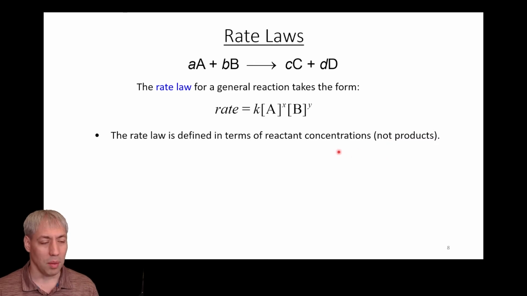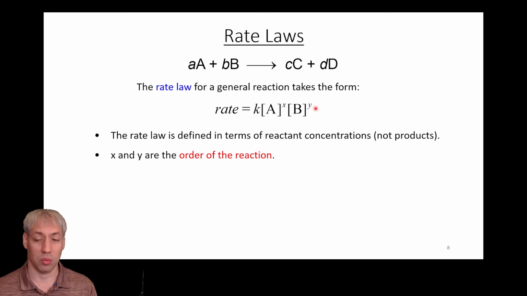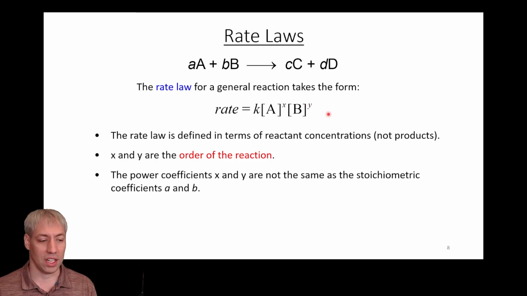A couple things to note about this. Rate laws are always defined based on the concentration of reactants. There is a scenario where you could do it based on products, but the formalism in the community is that you want to define rate laws based on the reactants. The other thing to note is there's x and y here. For the Br2 reaction, that was just 1, and it's known as a first order reaction. And so what this x and y does is it's the order of the reaction. It basically tells you how much these A's and B's matter.